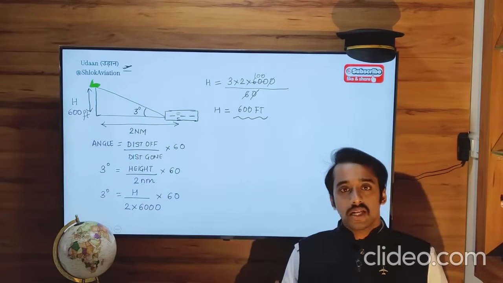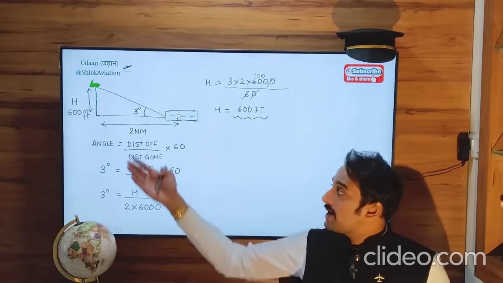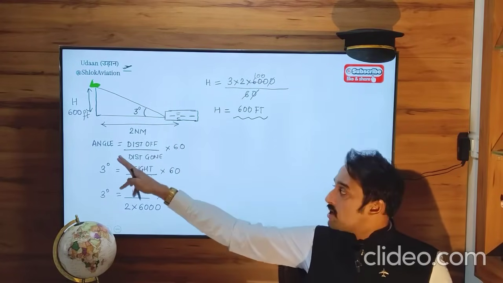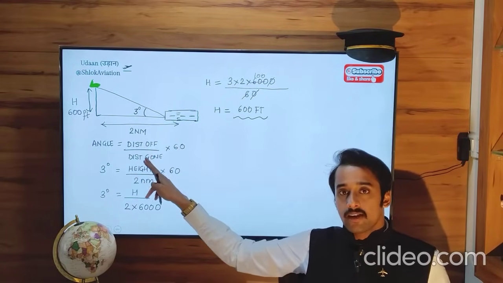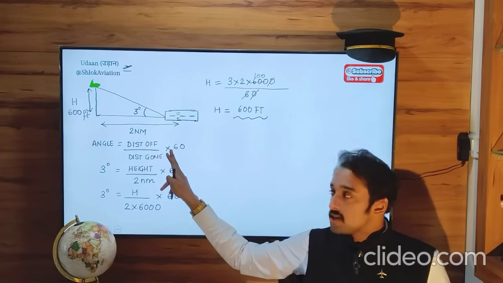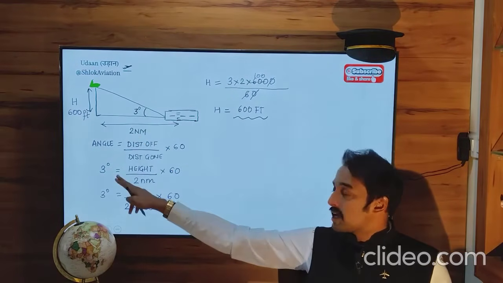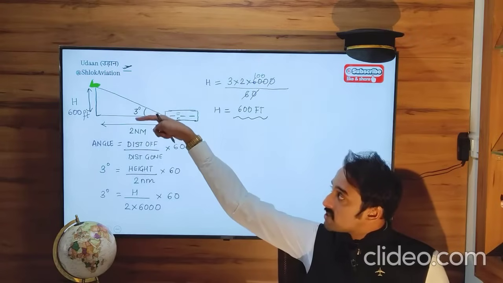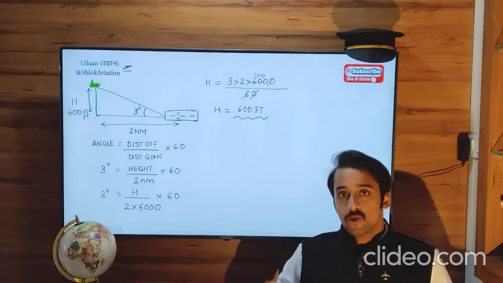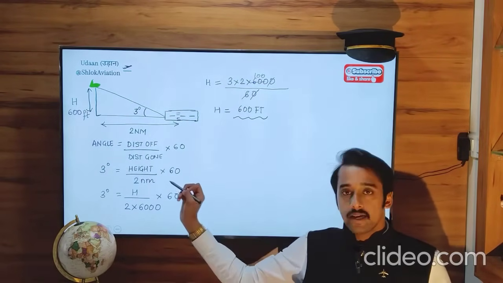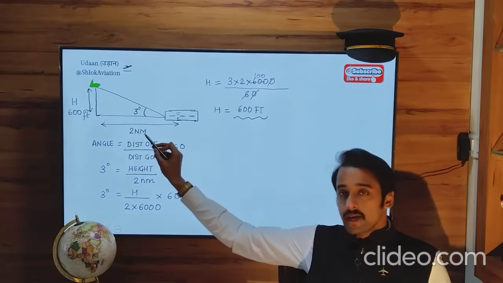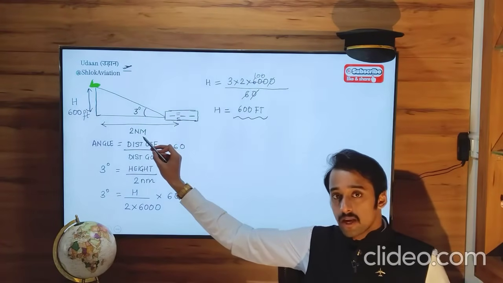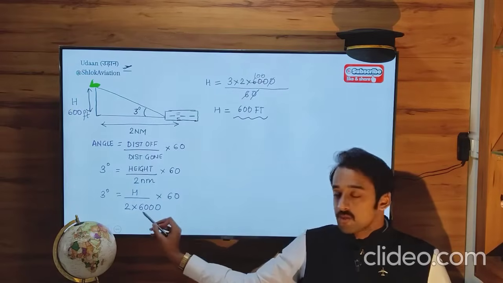And the glide slope angle is 3 degree. So we will use the 1 in 60 rule formula to calculate the height of aircraft. So angle equals distance of track divided by distance gone into 60. Substitute the values. Angle is 3 degree. Distance of track, which is your height, you don't know. You have to calculate that. So write height. Distance gone is 2 nautical miles, the distance away from the runway, into 60. Cross multiply.